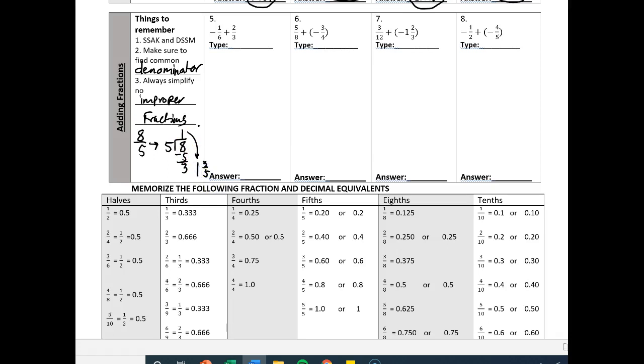For number 5, the common denominator between 6 and 3 is 6. So I don't need to do anything to negative 1/6, but I do need to multiply 2/3 by 2 on top and bottom to get it to become a denominator of 6. So that's negative 1/6 plus 4/6. Now that I have that, I'm going to say, oh, this is a DSSM problem, and I'll just subtract. Took out more positives here, so that's why it's really 4 minus 1. Gives me 3/6. The only problem with 3 over 6 is you also have to simplify, because 3 over 6 is really 1/2. So 1/2 is your answer.